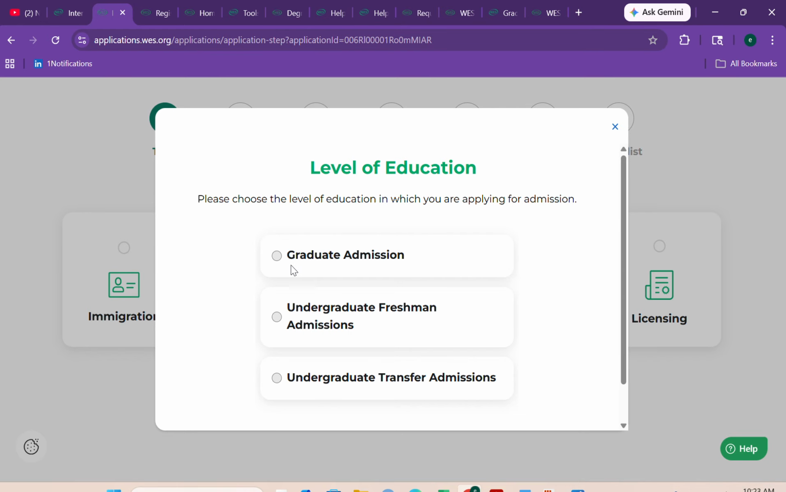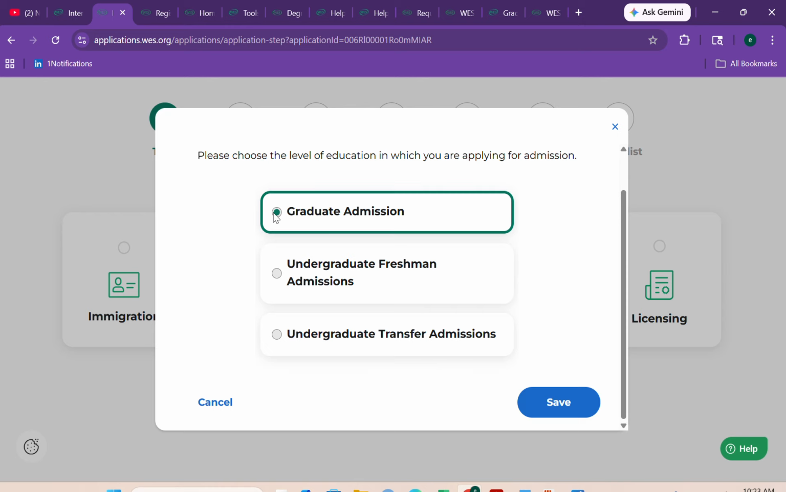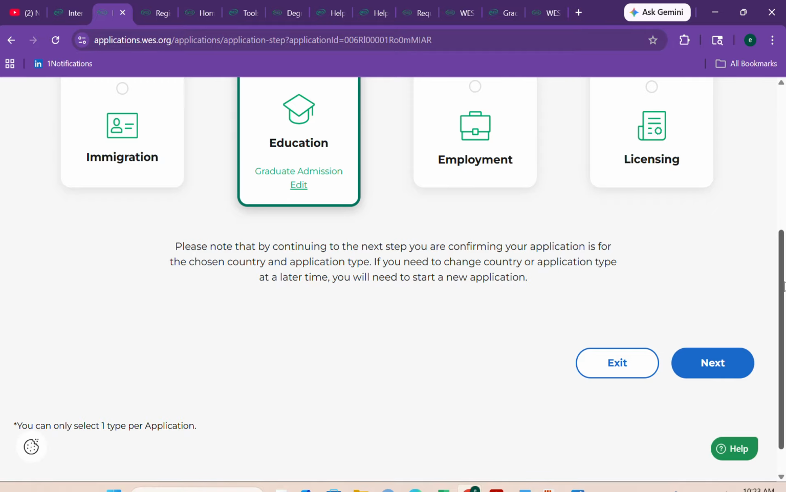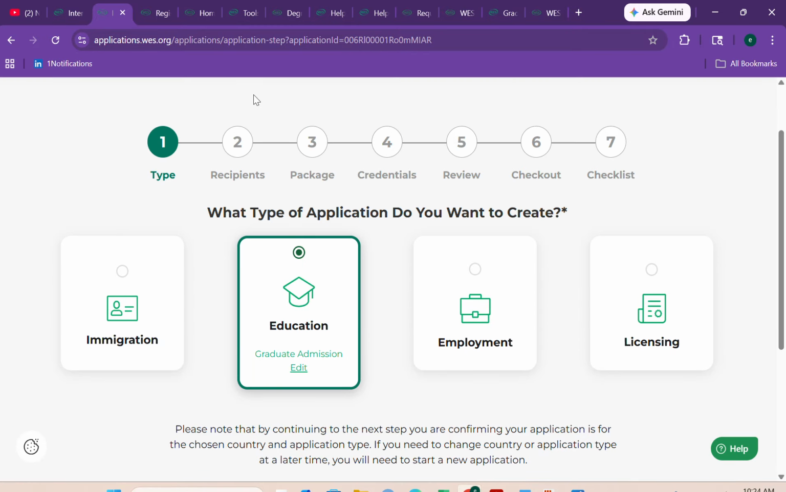I'll click on education, and then, is it for graduate admission? Is it for undergraduate? Is it for undergraduate transfer? So let's say I choose graduate admission. I'm applying to a master's or a PhD. It's a graduate admission. Okay, if let's say I have a high school certificate and I'm applying to study in the US, then it is undergraduate admission. Then I'll click on save, and I go to next.